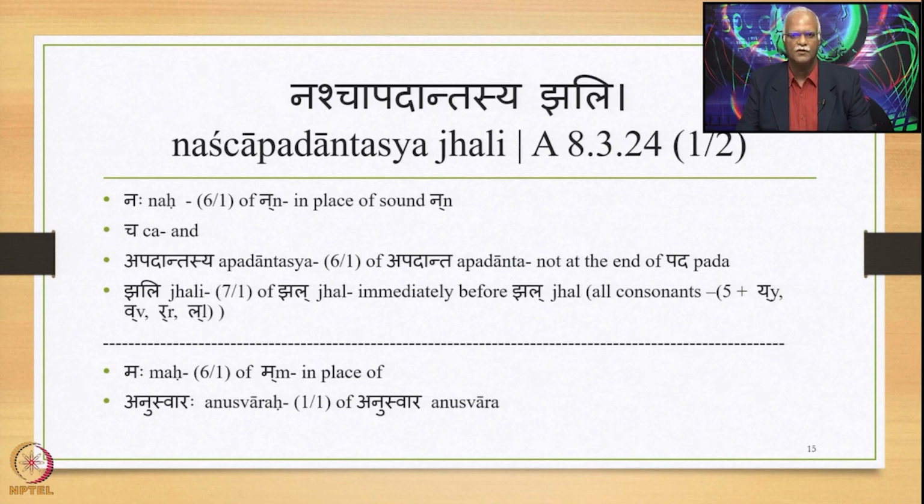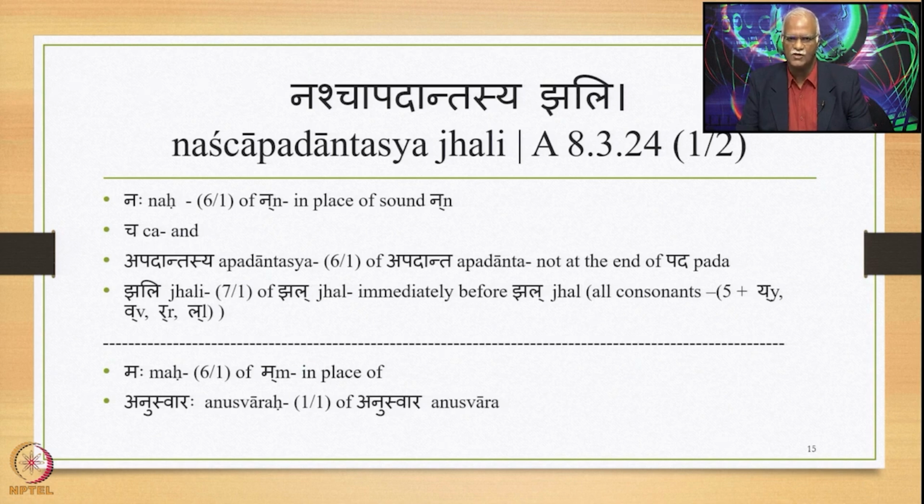In the previous sutra, the right hand side environment was hal and the substituent or the karyi was just ma. In this sutra, the right hand side environment gets reduced to jhal, which is a subset of hal, and jhal includes all consonants minus the fifth as well as ya, va, ra and la. So let us study this sutra in detail now.